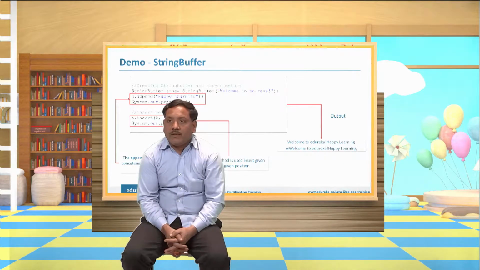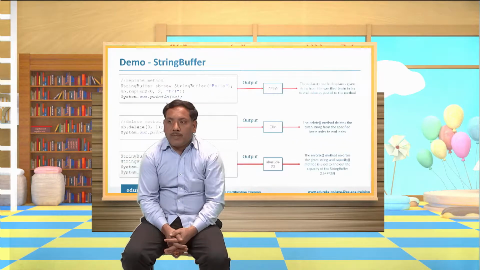Insert is nothing but inserting a new character at the given position. So here we are saying insert W at position 0. You could replace a particular substring with a new string.